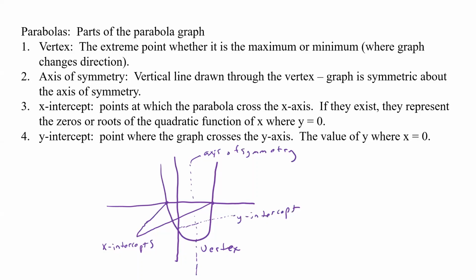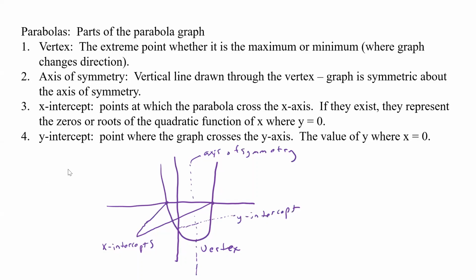What we have is a vertex. That's our extreme point, whether you have the max or min. Basically, it's where the graph changes direction. If we look at the one drawn here, it's coming down, and then at the vertex, it switches directions and goes back up again. So this one is going to have a minimum. If we had one that was inverted and opening down, that would give us a maximum. And so depending on your a, you'll have a minimum or a maximum vertex.